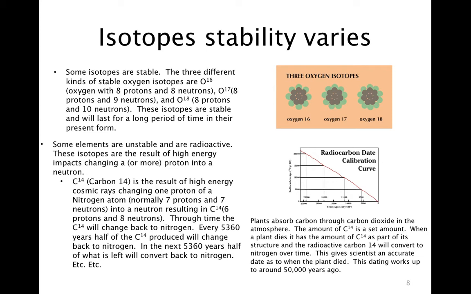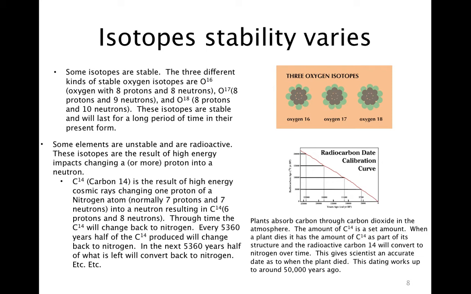What happens is in the upper atmosphere, there are extremely powerful electromagnetic waves that come out of space due to stars exploding and all sorts of things happening. When these rays hit nitrogen, they sometimes convert a proton into a neutron. And when that occurs, you go from nitrogen-14, 7 protons, 7 neutrons, to carbon-14, 6 protons, 8 neutrons.